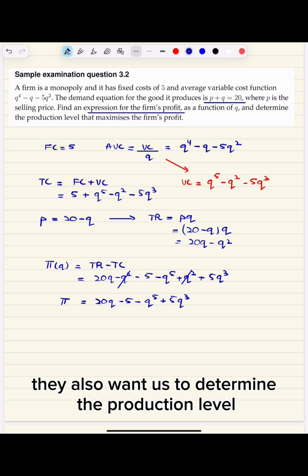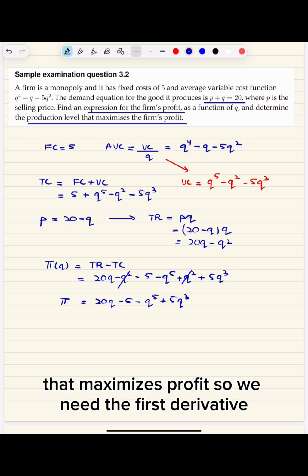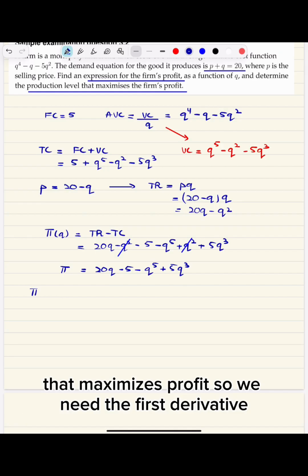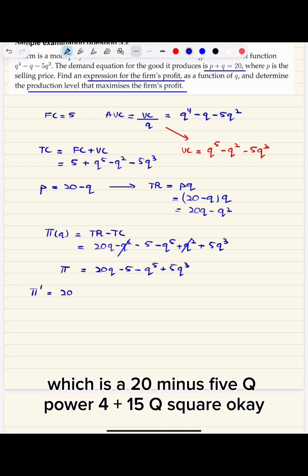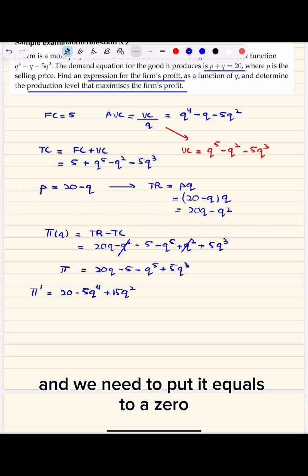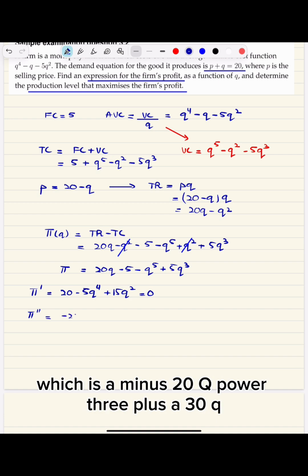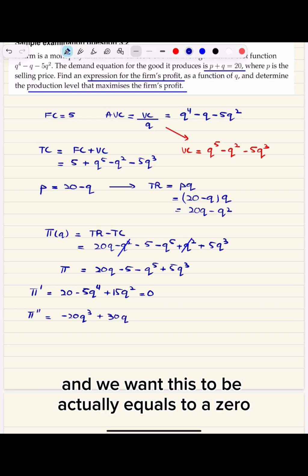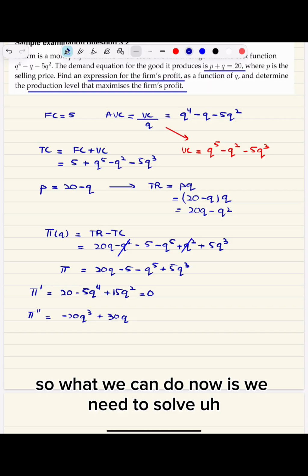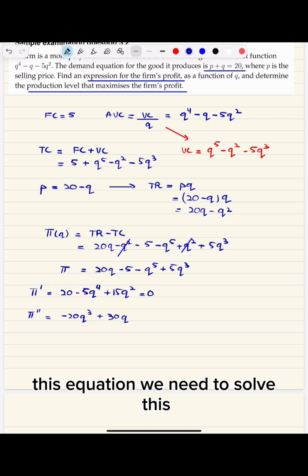They also want us to determine the production level that maximizes profit. So we need the first derivative, which is 20 minus 5Q to the power 4 plus 15Q squared. And we need to put it equal to 0. We are also interested in the second derivative, which is minus 20Q cubed plus 30Q, and we want this to be equal to 0. So what we can do now is we need to solve this equation.